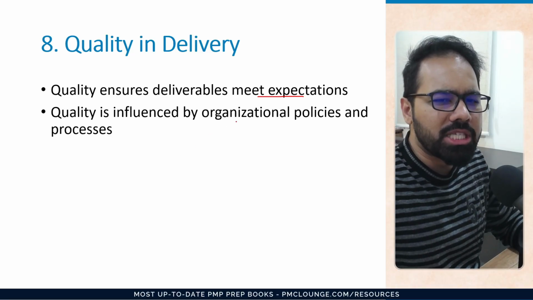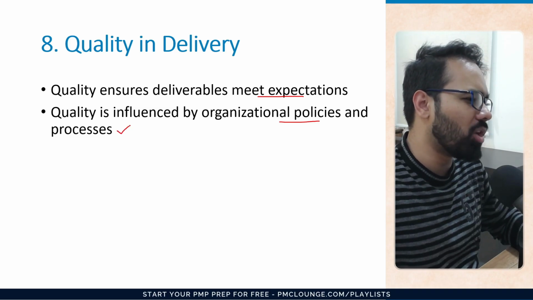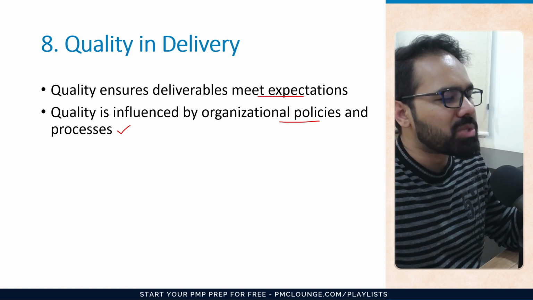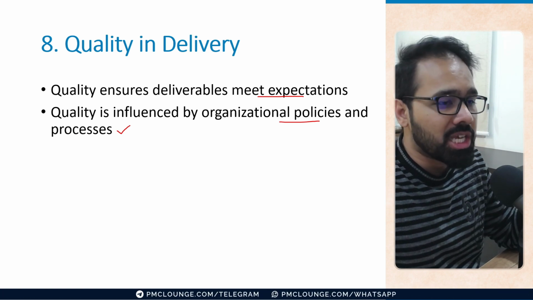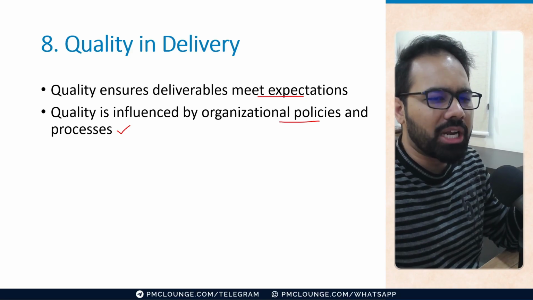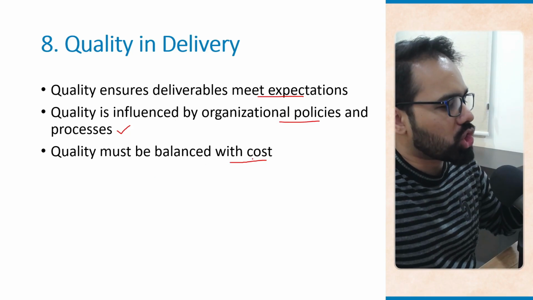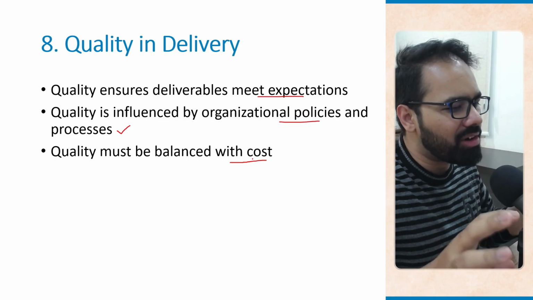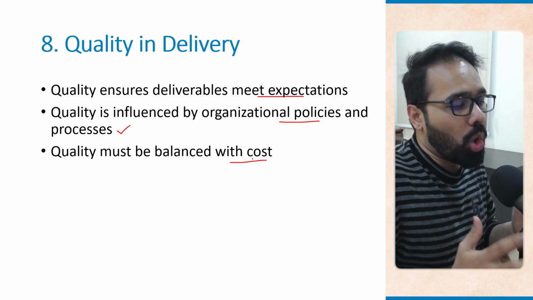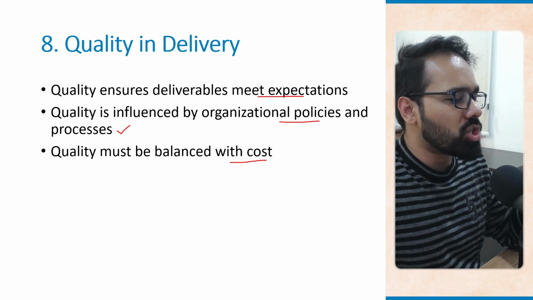Quality is influenced by organizational policies and processes as well. If the organization has strict security policies, the website must include additional checks like encryption audits, maybe, just to ensure that we are in line with what our organizational policy really is. Quality must be balanced with cost also. So if you add multiple rounds of user testing, it may improve quality, but it is going to increase the cost of the project. So there needs to be a balance between the two, and that depends on the priorities of the project.